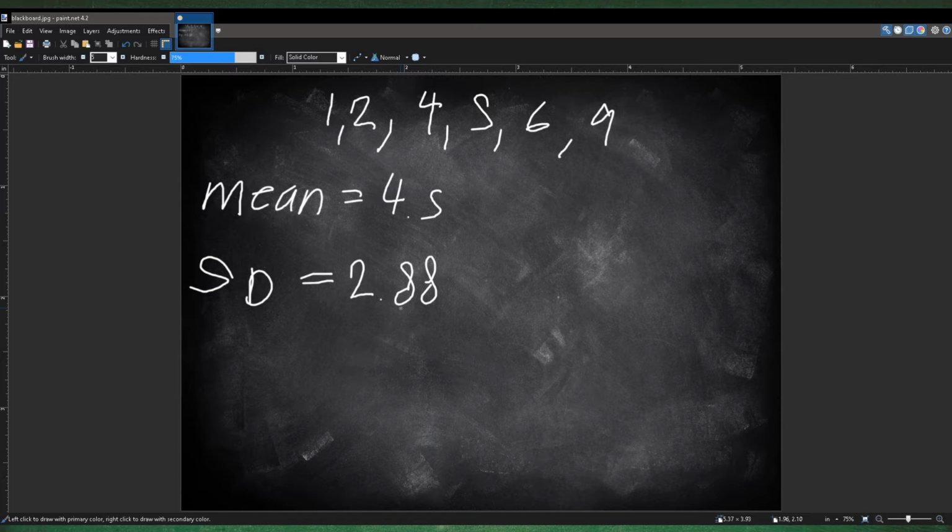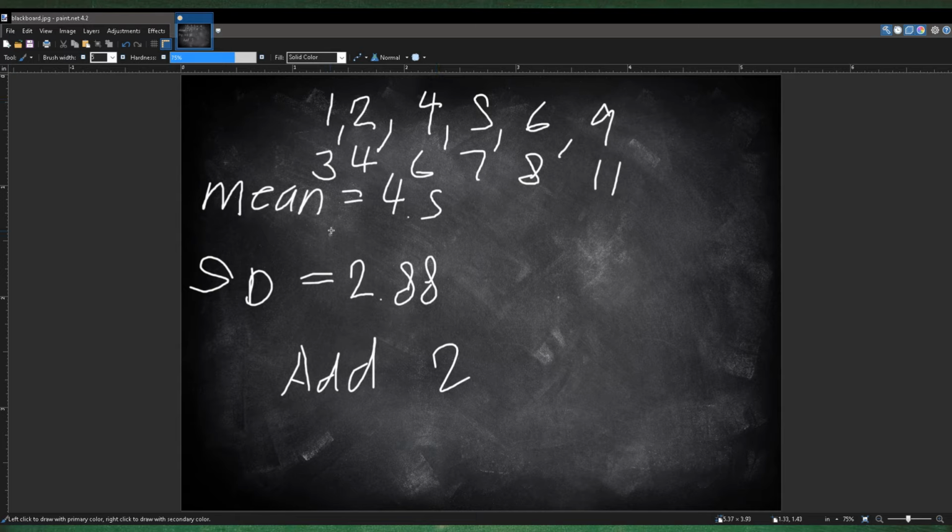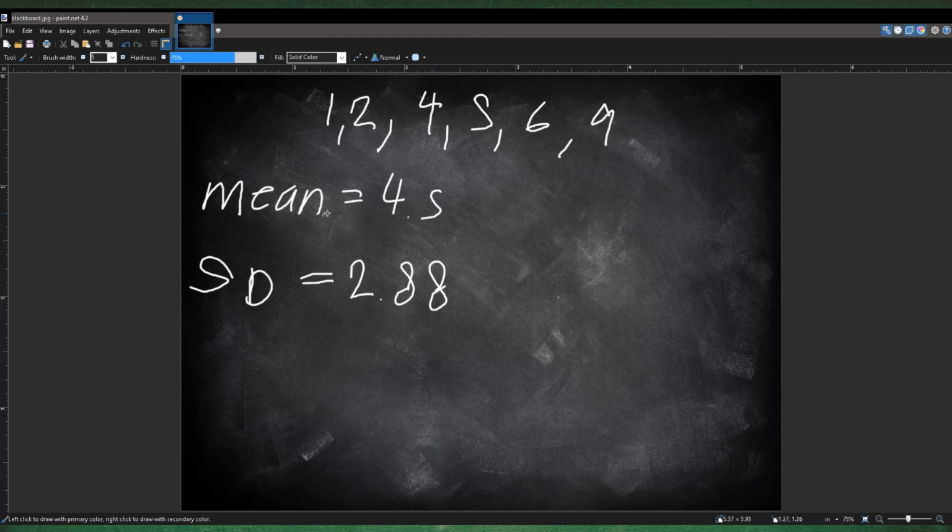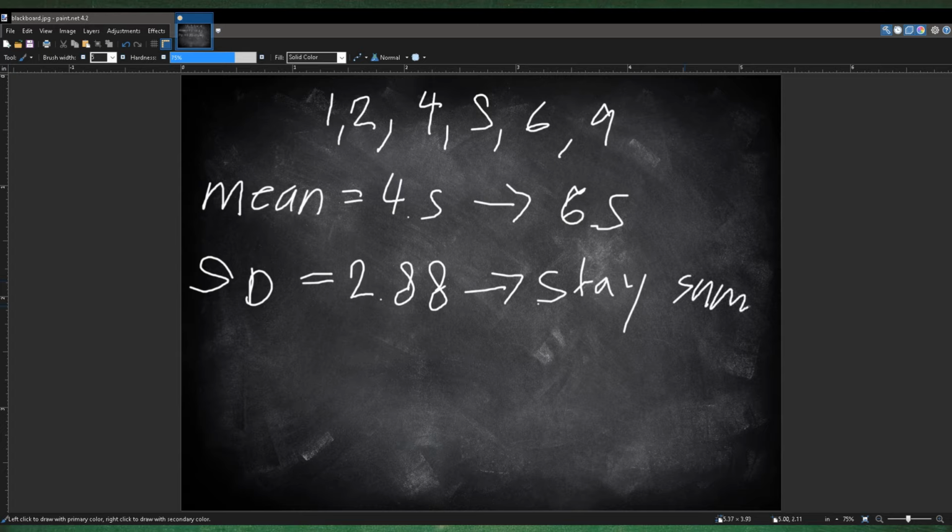So what happens if you add 2 to each of those numbers? So 1 plus 2 makes this 3, 2 to a 4, 4 to a 6, 5 to a 7, 6 to 8, and 9 to 11. Well, basically, the rule is that the mean will increase by that amount. So it increased by 2, so it becomes 6.5, but the standard deviation stays the same. Okay?